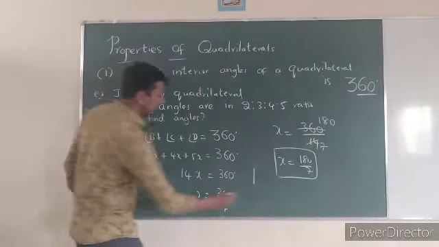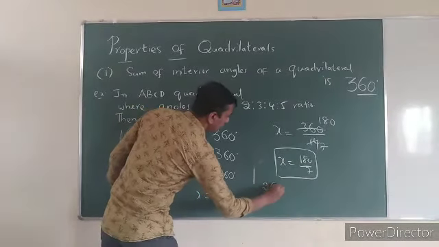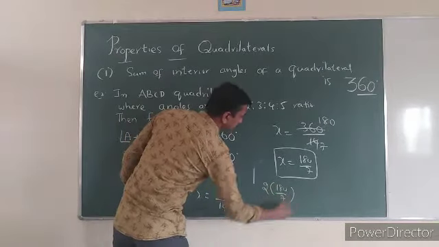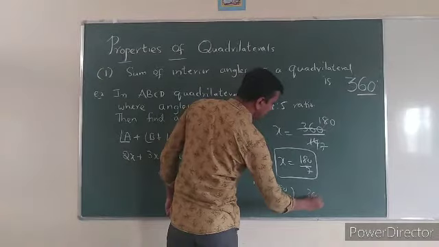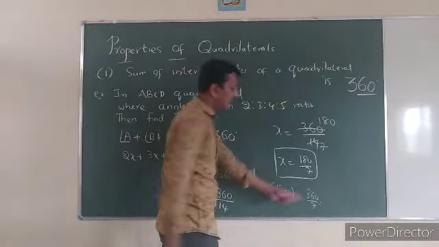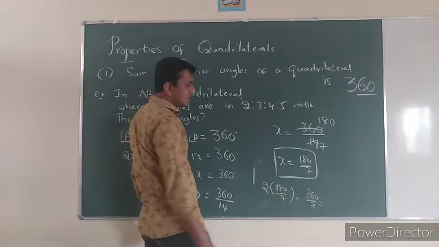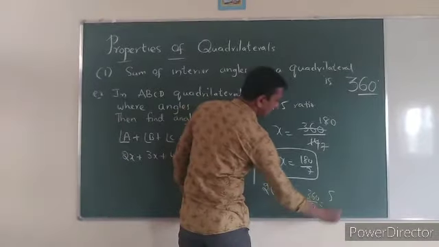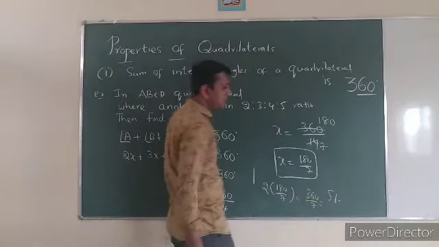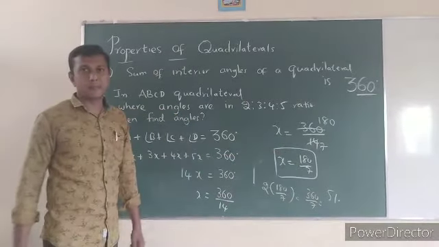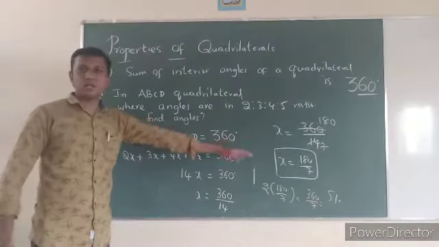What will you get there? 2 into 180 by 7. 180 into 2 is 360 by 7. That means when you divide by 7 parts, 7 5s are 35, 10 will be there, 7 1s are 7. That means 51 parts something will come. Actually, such types of fractional values will not come.